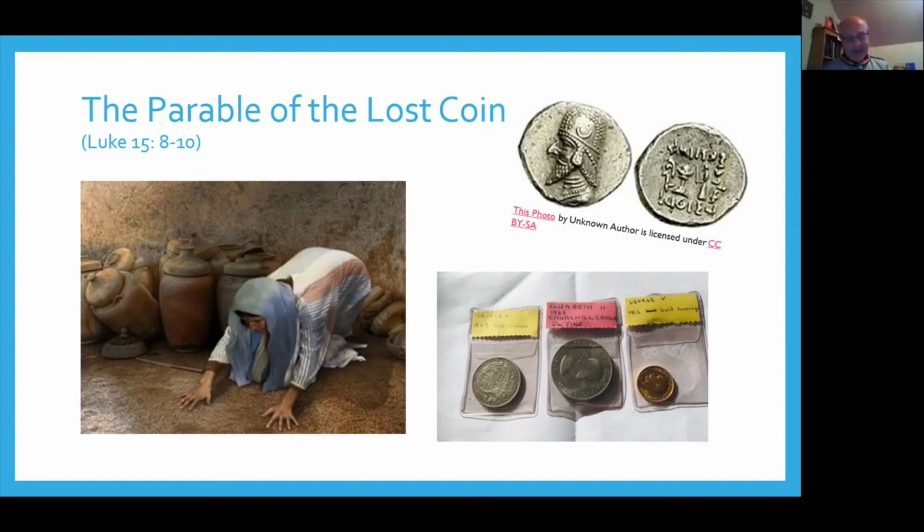I will read it. Or what woman having 10 silver coins, if she loses one coin, does not light a lamp and sweep the house and seek diligently till she finds it?